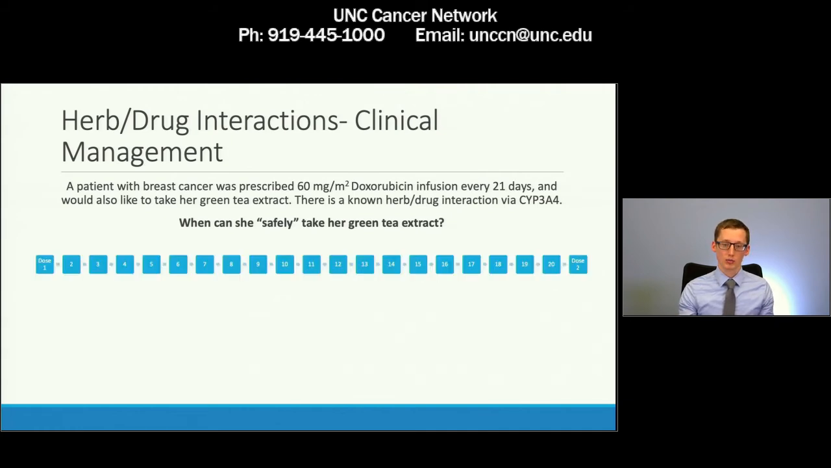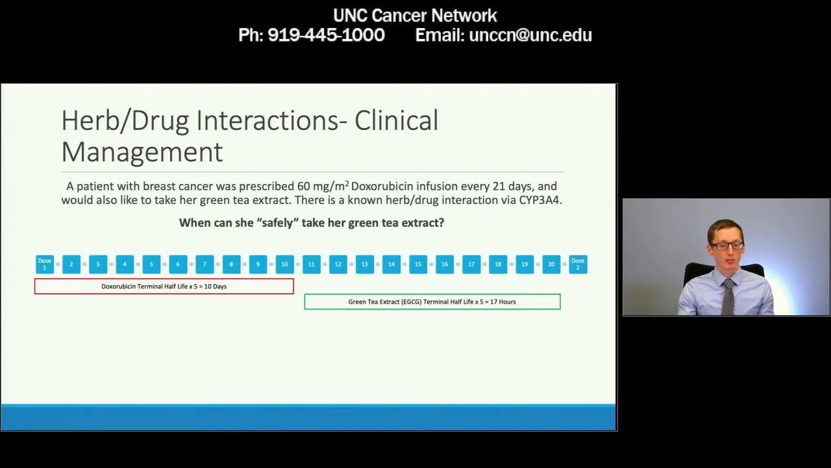Well, let's put the doxorubicin 21-day cycle, write it out, and we know from the previous slide that it could take potentially up to 10 days for 97% of the vast majority of the doxorubicin to be eliminated from the body. Therefore, we could potentially get the green tea on board during the second half of the cycle, and that way there's less risk for an interaction because most of the doxorubicin is out. Now, you would have to stop the green tea extract 17 to 24 hours before the next dose of doxorubicin, and that would be a safe, happy medium.